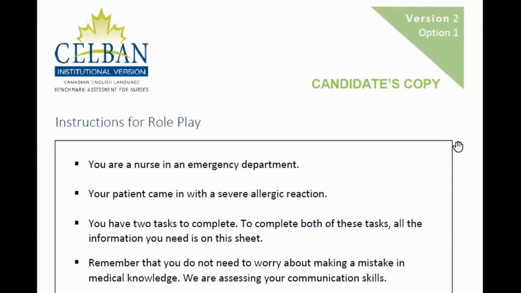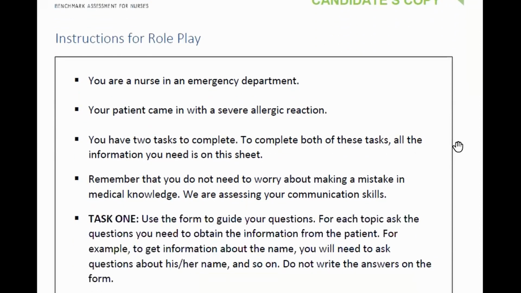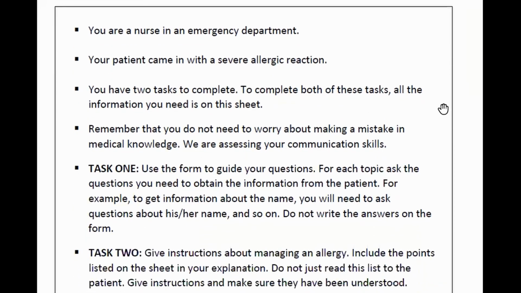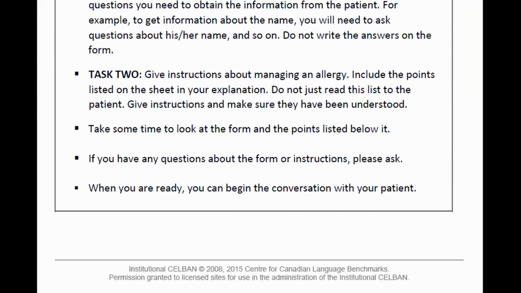So in this video, we will focus on this role play scenario. It is very important to understand the instructions because you need to use some of that information in your role play. In this case, it says you are a nurse in an emergency department and your patient came in with a severe allergic reaction. For task 2, give the instructions about managing an allergy. Include the points listed on the sheet in your explanation. Do not just read this list to the patient. Give the instructions and make sure that they have been understood.